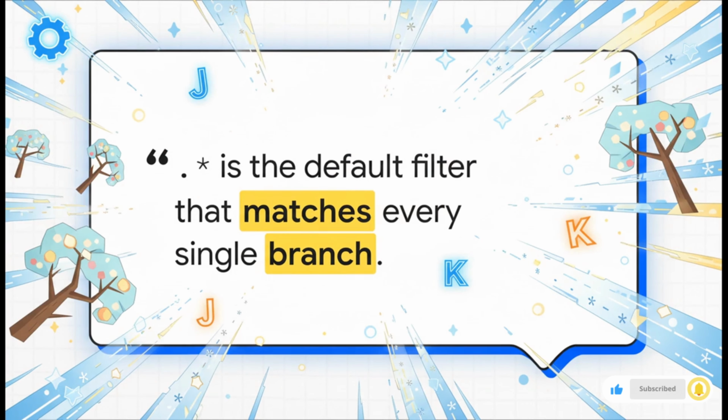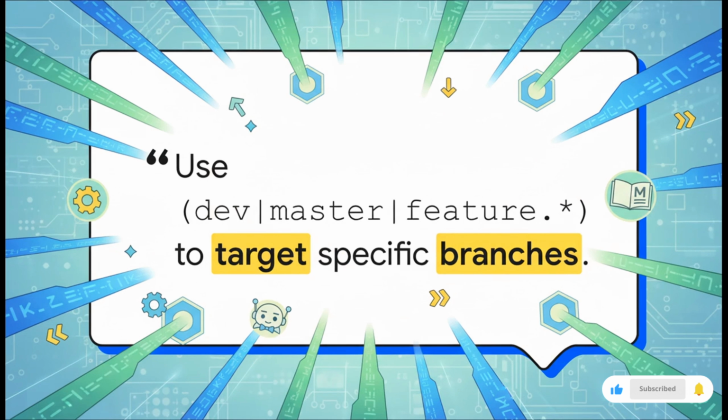Okay, so by default, Jenkins uses this really simple regular expression, a dot followed by a star. In the world of regex, this is like the wildcard of wildcards. It just means match any character any number of times. What that means in practice is it tells Jenkins to discover and try to build every single branch it can find, no exceptions. But we can be way more precise.